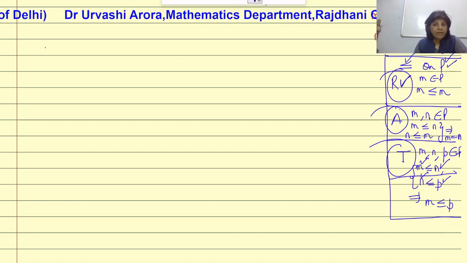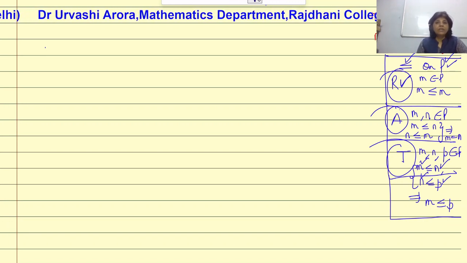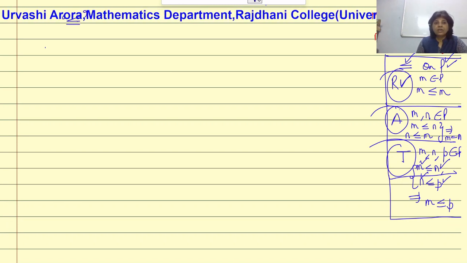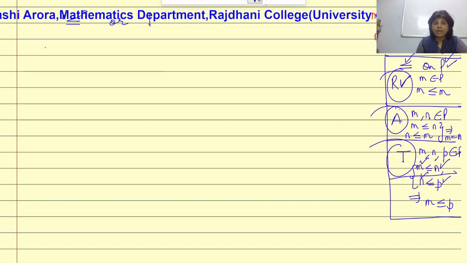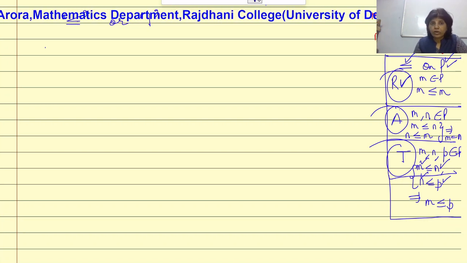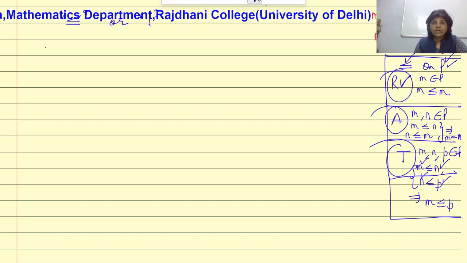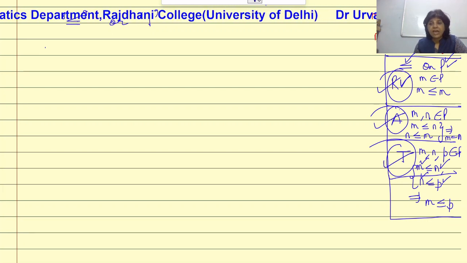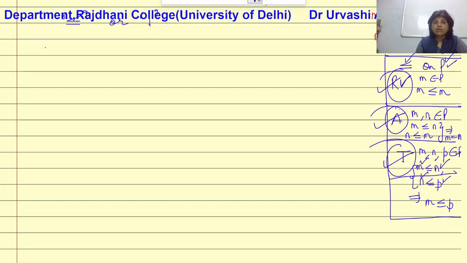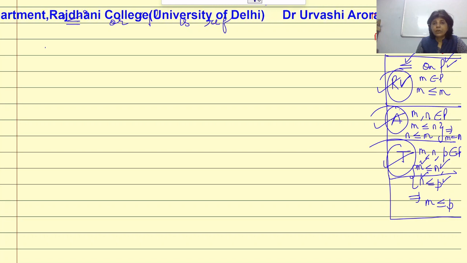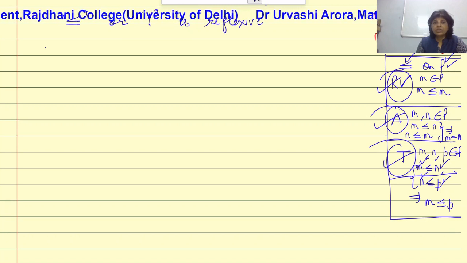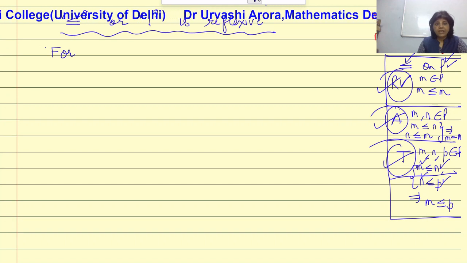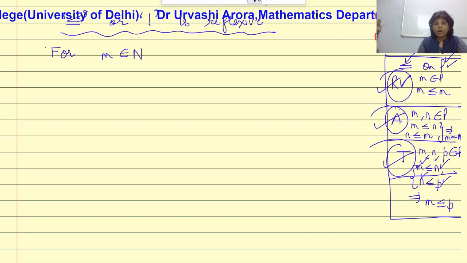Now coming to what we had to discuss in this particular video. We had to show that the divisibility relation, which we have denoted like this, is a partial order relation. In order to show this, we have to show three properties: reflexivity, antisymmetry, and transitivity. The first thing that I show is that the divisibility relation is reflexive. So let me take any m belonging to the set of whole numbers.